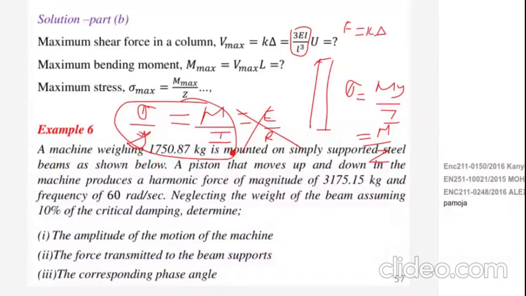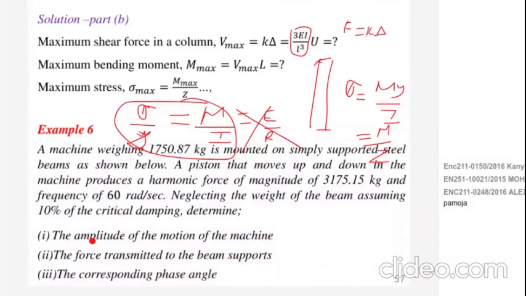We have a machine with that mass. It's mounted on a simply supported beam. There is a piston inside the machine that produces a harmonic force of this magnitude and frequency. If you neglect the weight of the beam, sometimes you assume the weight of the machine is quite large, so we can assume the weight of the beam is negligible. Again, you assume 10% of the critical damping. We are supposed to determine the amplitude of the motion of the machine, the force transmitted to the beam support, and the corresponding phase angle.